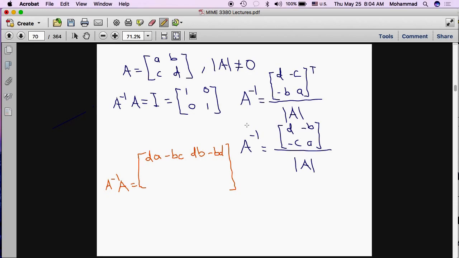So let's go to row 2, which means this row will be involved. For column 1, it gets multiplied by column 1. So it's minus C times A, minus... C times A minus A times C, and minus C times B plus A times D. So does this look like the identity matrix to you?